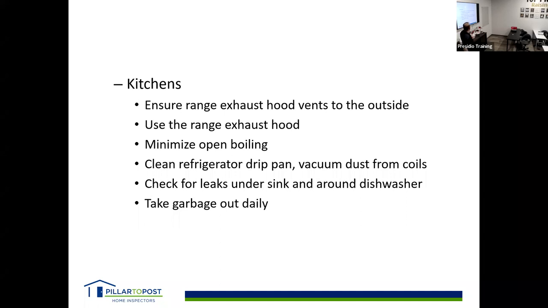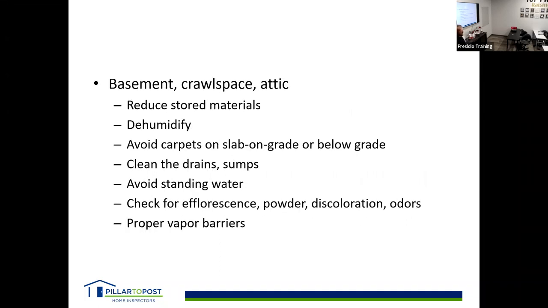Leaks under your sinks, around your dishwasher, taking your garbage out regularly. Basements, crawl spaces, and attics. That's where we usually find mold problems because it's a little bit more out of sight, out of mind. What we just talked about, a lot of stored materials, because if you don't see it, you're not going to catch it. Dehumidify, we don't really need to worry about that as much here in Utah. Avoid carpet, no, not in Utah. If you have sump pumps, check those.